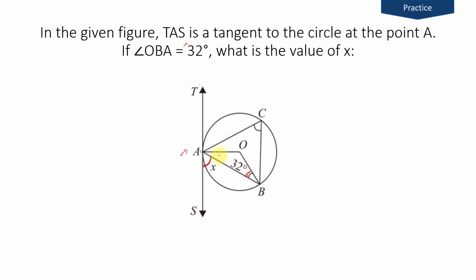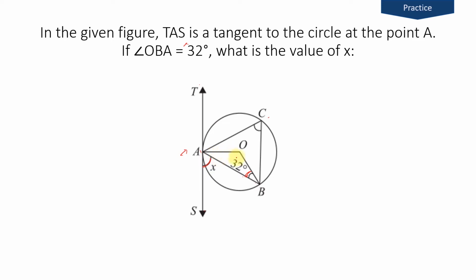Now in this diagram, additional lines have been drawn to confuse you. So you may be thinking that we must use this point C. There is some angle made at this point. Maybe we have to use the concept that angle AOB is twice angle ACB. Nothing of that sort is important here. We have to find angle BAS.